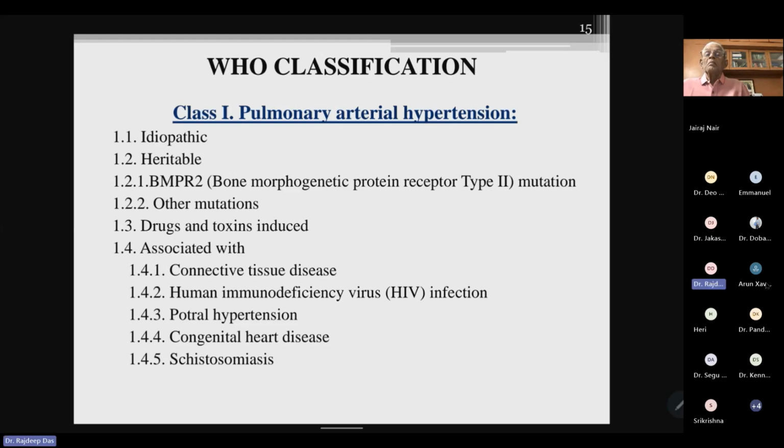While class 2 is the pulmonary hypertension due to any left heart disease, might be left ventricular systolic or diastolic dysfunction, any left-sided mitral or valvular disease, any congenital or acquired.